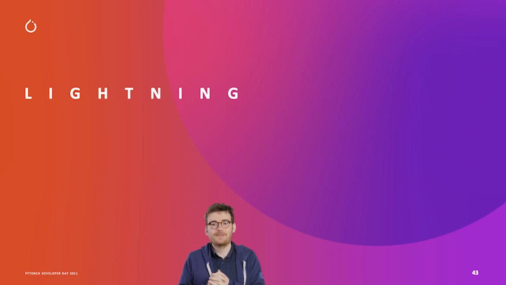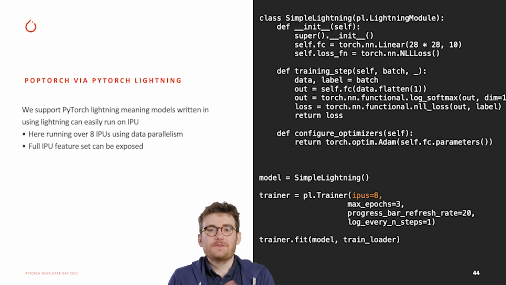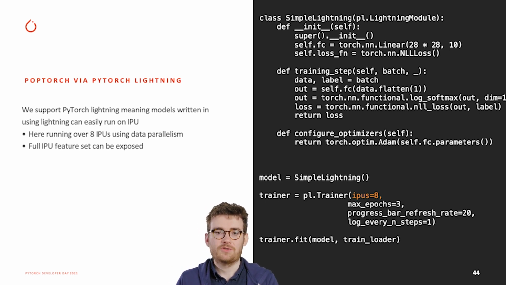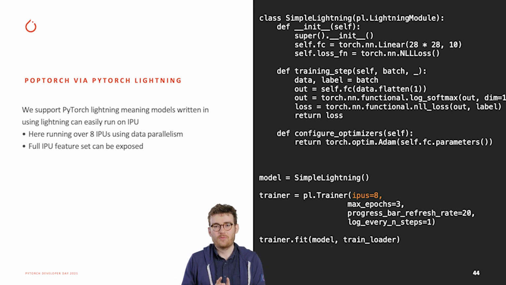Finally, I'm happy to say that PopTorch has been integrated by the team at PyTorch Lightning. This enables even easier access to run PyTorch models on Graphcore hardware. Here you can see a PyTorch model being offloaded to 8 IPUs using data parallelism automatically using PyTorch Lightning. The only IPU-specific change here is ipus equals 8 in orange. The full set of PopTorch options are still exposed by PyTorch Lightning. These can be directly passed in to expose additional IPU-specific functionality.